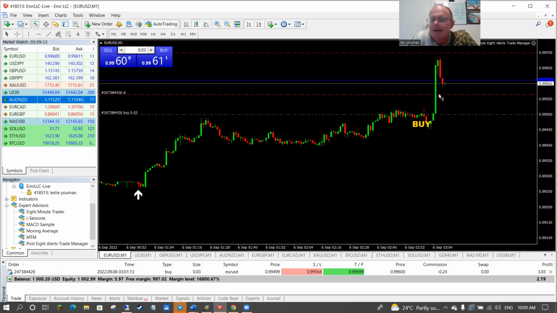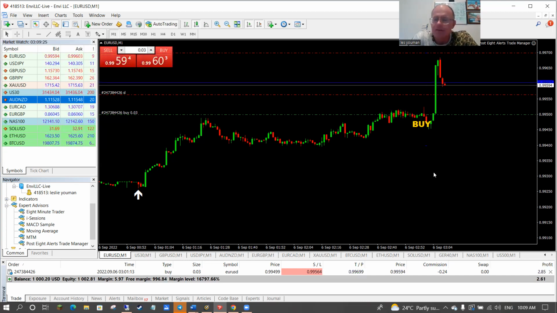So that's why I like to have that trailing stop loss in there. You don't want to have it too close though, so I like the market to get more than halfway to my take profit before it activates the trailing stop loss.